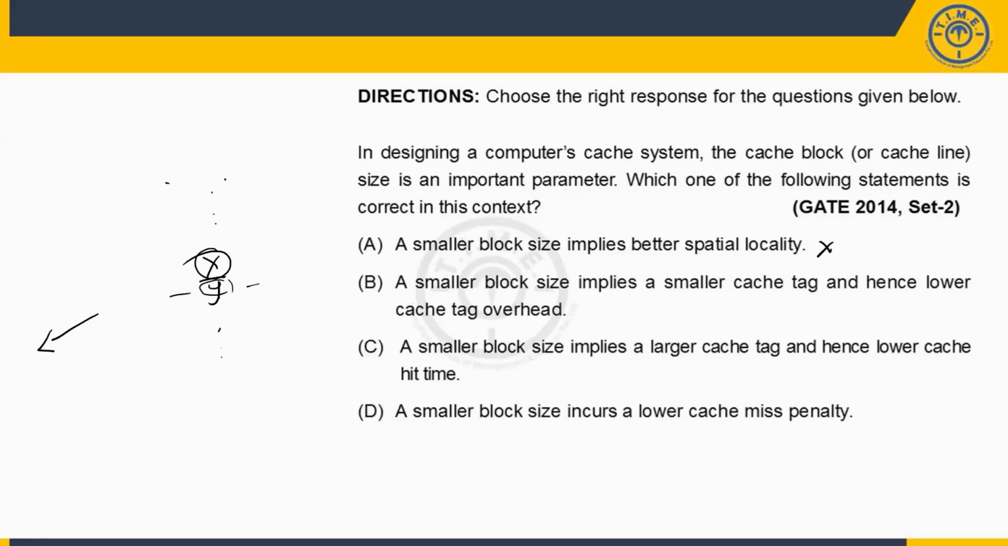So here we need to make a transfer of an entire block where the current data element is present. If the block size is smaller, spatial locality is lesser; if larger, spatial locality is better. So spatial locality is directly proportional to the block size. So it should be ruled out. Okay? This is not right. Smaller block size implies a smaller cache. So directly ruled out.